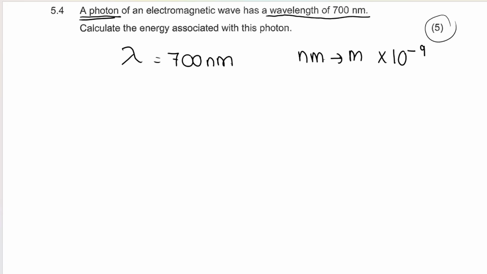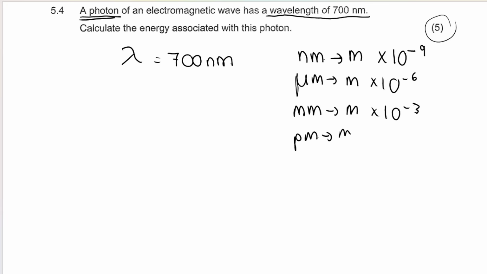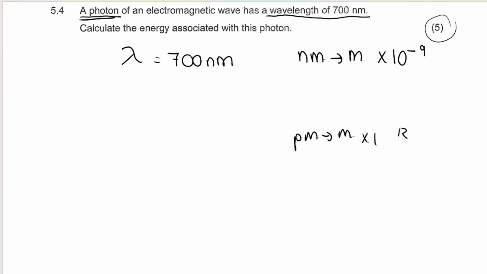There are other conversions as well, like micrometers to meters. That's times 10 to the -6. Millimeters to meters is times 10 to the -3. And then we've got picometers to meters is times 10 to the -12. You need to learn these off by heart. So nano and 9. That's how I remember it. In nano 9. So we need to convert that to meters. Always must be in meters. So it's 700 times 10 to the -9 meters.